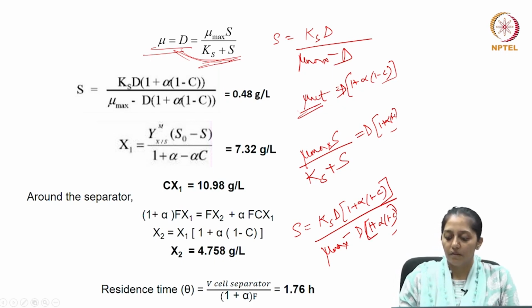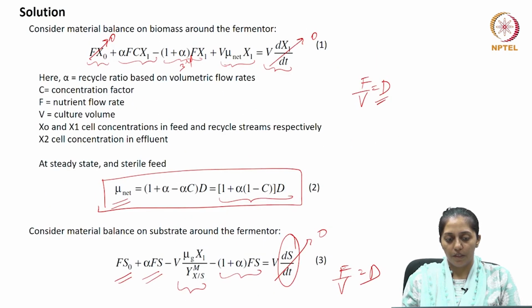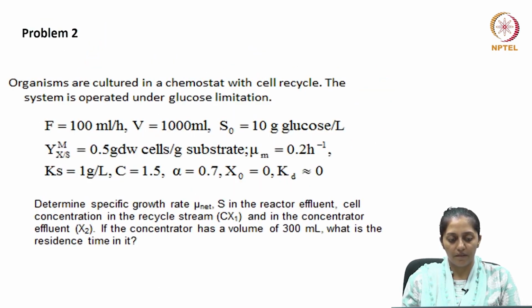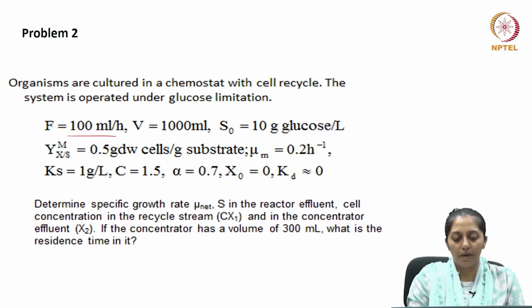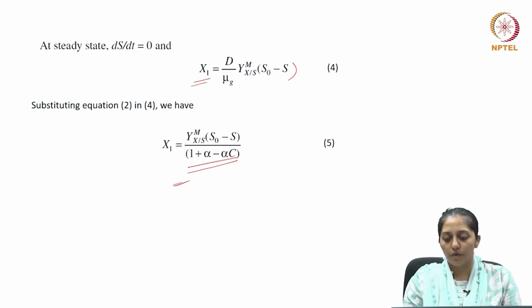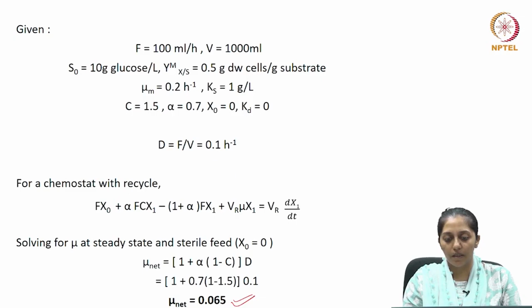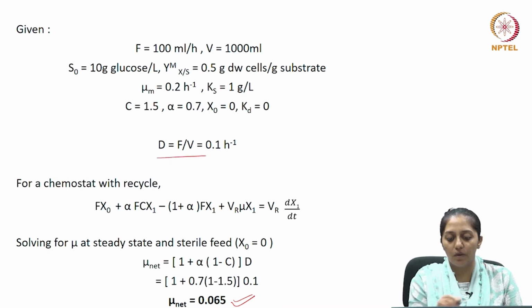So, now we know all the terms here, and the dilution rate D is equal to F by V. So, we need to know the F. F is given in the problem as 100 milliliter per hour. The volume is also known, so we can find the dilution rate, which has been calculated here as 0.1 hour inverse.